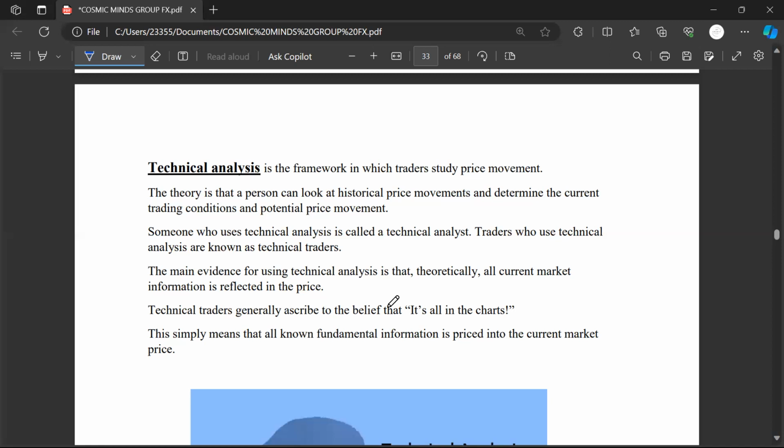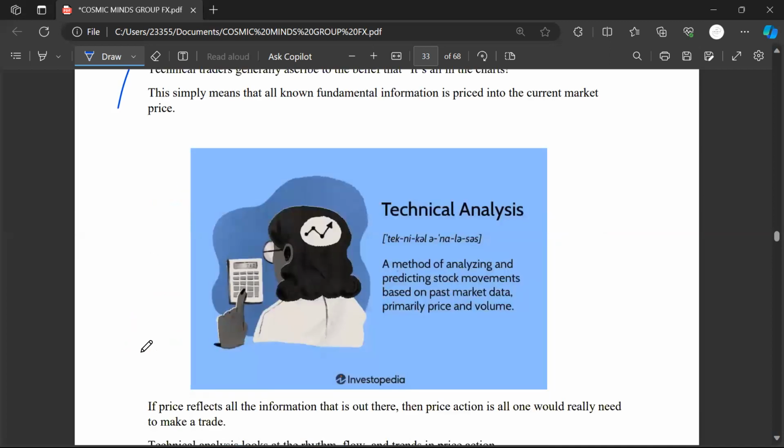The buyer's behavior and the seller's behavior, all their reactions are live in real time on your chart, on your PC. Technical traders generally ascribe to the belief that it's all on the charts. What it means is that whatever is happening in real time is on the charts. You see them. This simply means that all known fundamental information is priced into the current market price. That is it. This is just a picture of that.